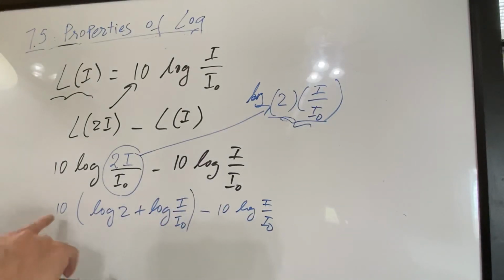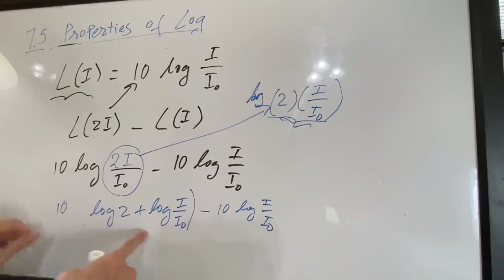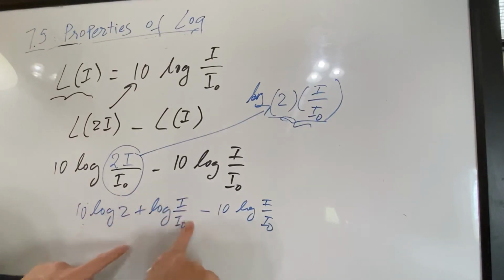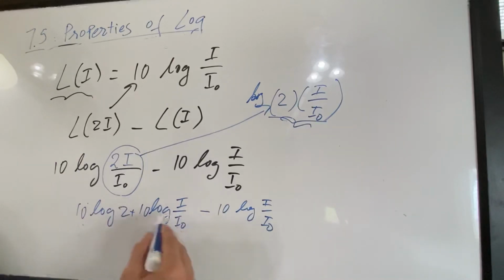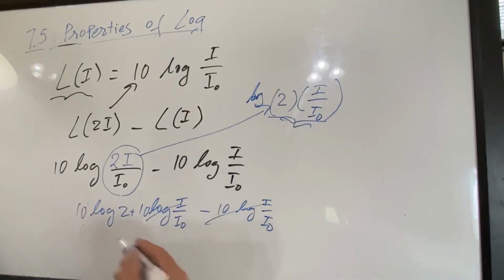Now look, I'm going to distribute the 10 in. The 10 distributes in, so this parenthesis is gone. This one I get 10 log 2, and this one, plus 10 log of I over I0, but these cancel out. Now all you have is 10 times log of 2, and the base is 10. So you get about 3.01. The unit over here is called the decibel.